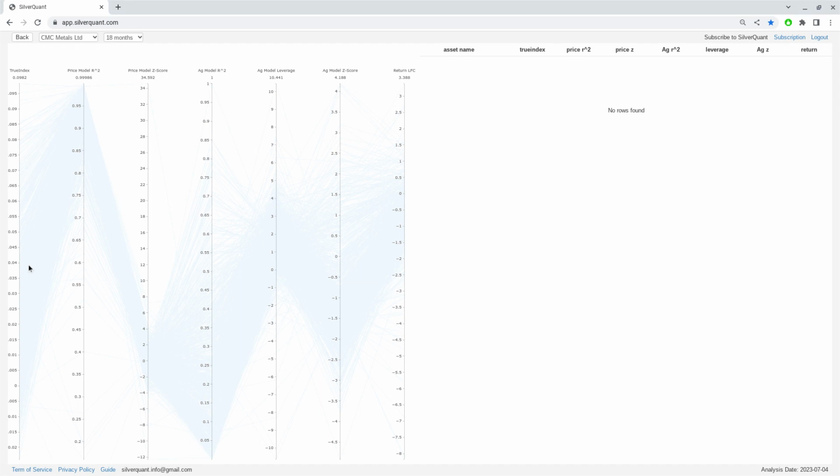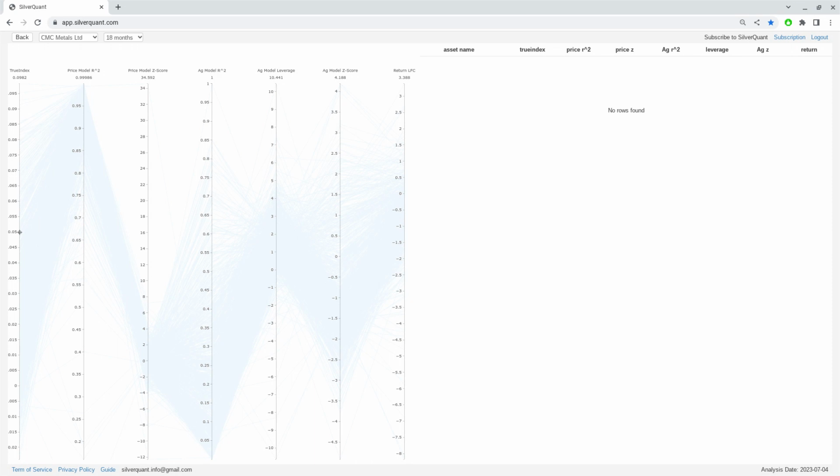Okay. Now we also see a number of zigzag lines, which are zigzagging through the set of variables. There is one zigzag line per stock. And the zigs and the zags are determined by the value of that variable for that stock. So for example, a stock who has a true index coefficient of 0.05 is going to intersect the true index vertical line here.